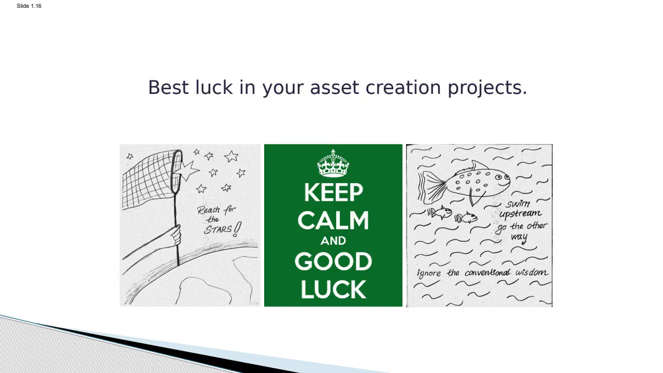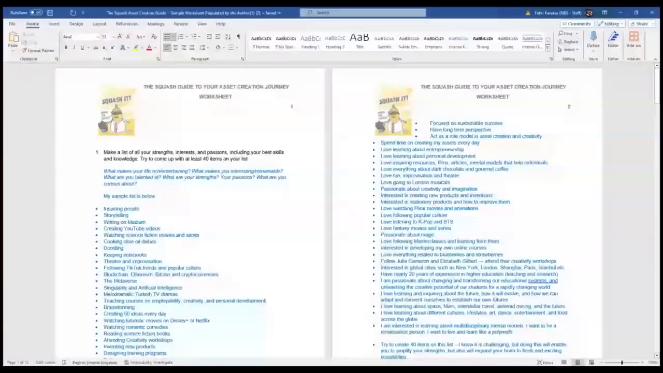Now let me open the document. I want you to download the document now. It is called Squad Asset Creation Guide Worksheet. There are 2 versions of this, one empty version, one full version. I will be sharing with you the full version. This is my version, okay? I did it for myself. I wanted to systematically think about my asset creation journey. So if you want, you can download this.